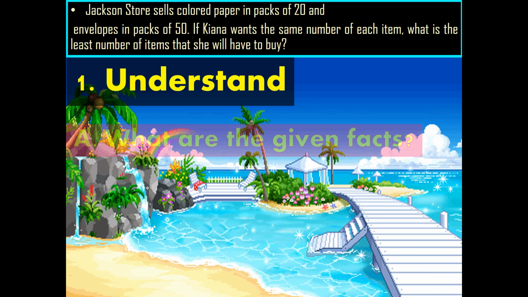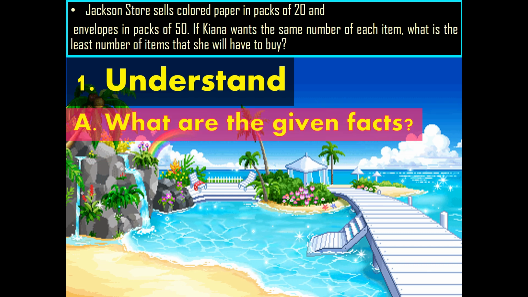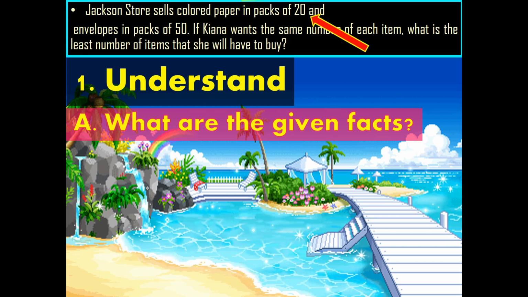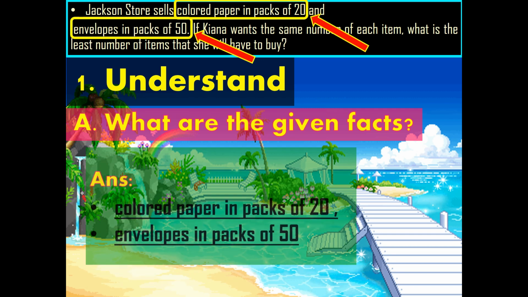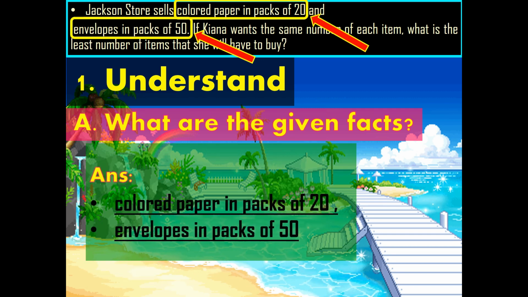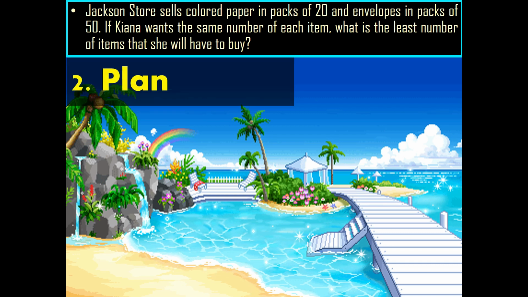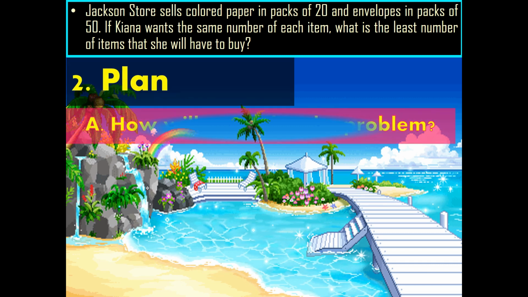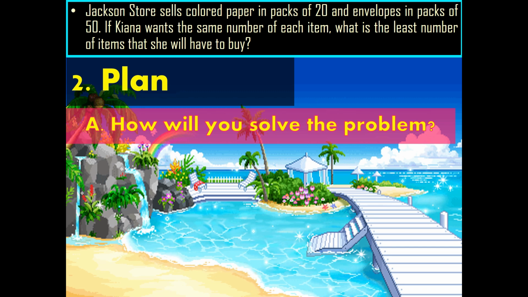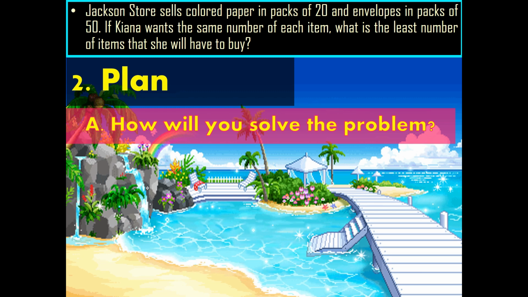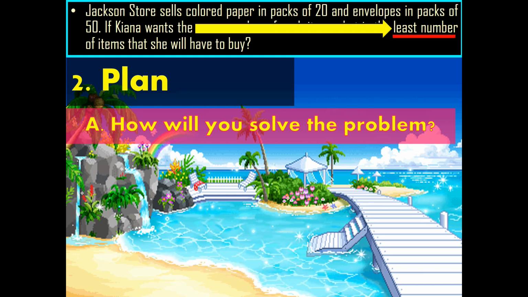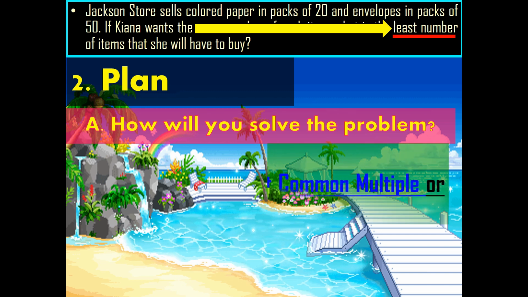Second, what are the given facts? Let us look for numbers. So we have 20, but please include the entire phrase. And we have 50. So the given facts are colored paper in packs of 20 and envelopes in packs of 50. Step 2. Let's have a plan as to how this kind of problem is being solved. Again, let's search for word clues. Our clue here is least number. Therefore, this can be solved through finding the LCM.